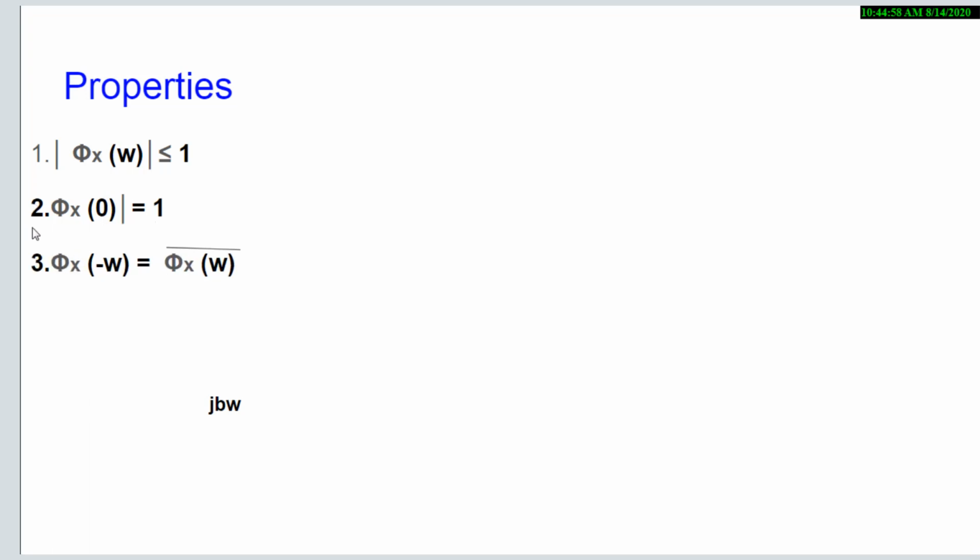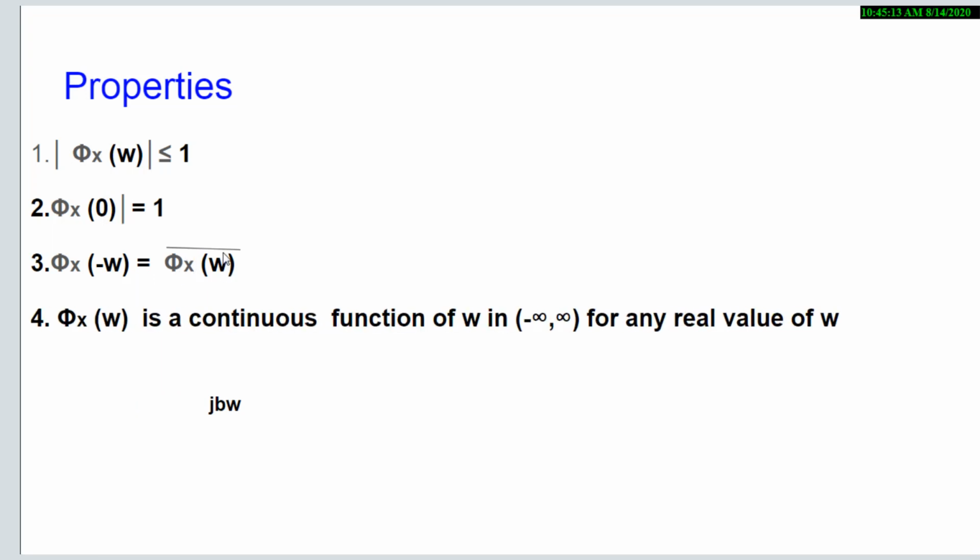Third one is that each of the functions are conjugates of one another. phi_X(minus omega) is equal to phi_X(omega) bar. They are conjugate functions. Next property says that phi_X(omega) is a continuous function. Now over what period is it continuous? It is defined from minus infinity to plus infinity, for all the real values of omega.